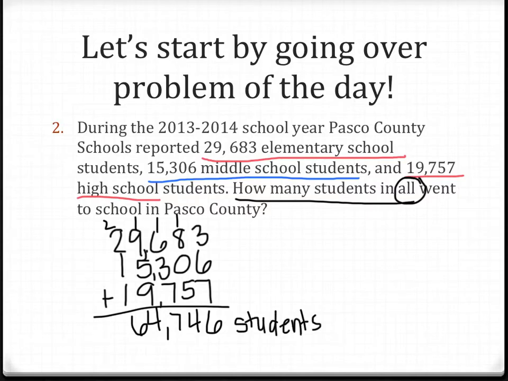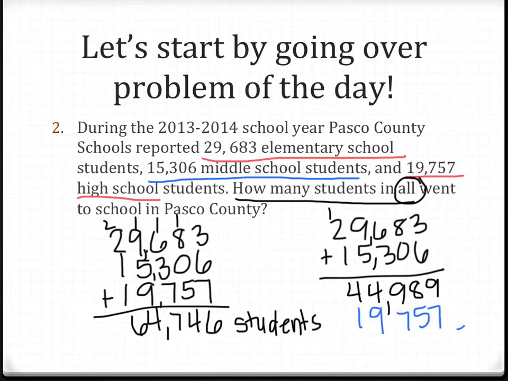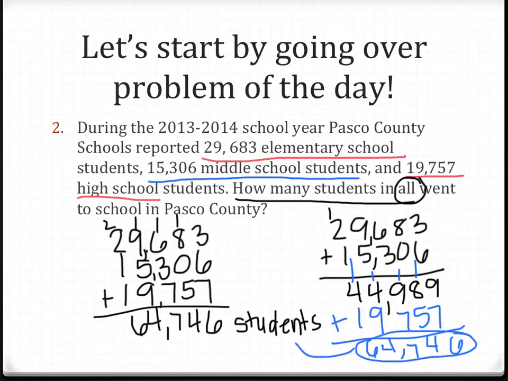Now I know some people don't like to line up three numbers to add. They choose to add two numbers and then add the third number to that answer. If you solve the problem that way, you started probably with 29,683 plus 15,306. When you add it up, you get 44,989. To that you add the 19,757 from the high schools, which should get you the same answer of 64,746 students.